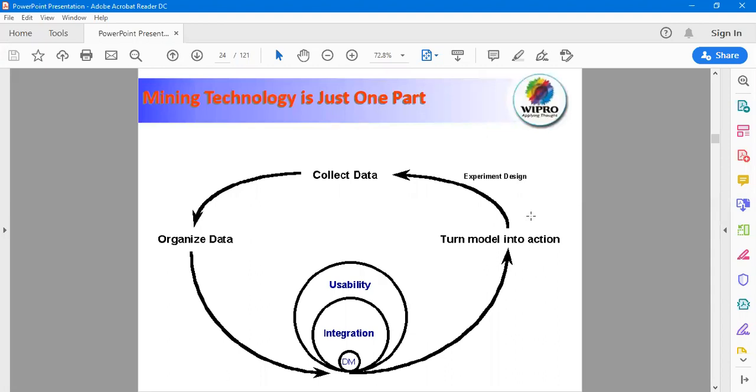And then you will finally turn your model into action. So you create a model, then you do experimentation, and then develop it into an action plan and run it on the data itself for testing purposes. So whatever is in the first phase comes again into the last phase. So this is a round phase where the same data is coming as feedback.